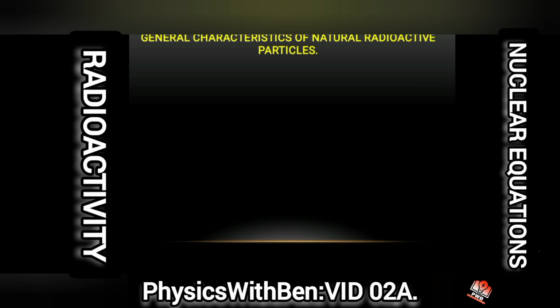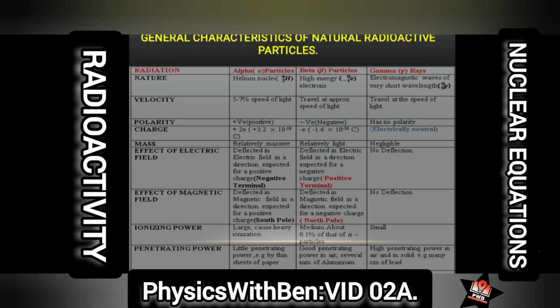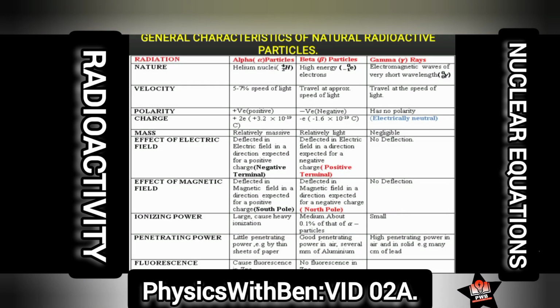So at this point, I would like us to look at their general characteristics as summarized in this table below. This is the radiation, and this is the type of radiation: the alpha particle, the beta particle, and the gamma radiation. For nature, it is the helium nuclei. And velocity, 5 to 7%. So the alpha particle has a velocity of 5 to 7% that of the speed of light. Polarity of the alpha particle is positive.